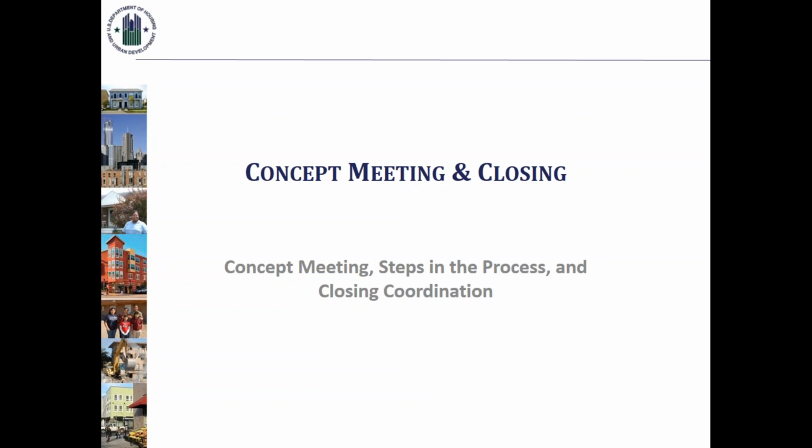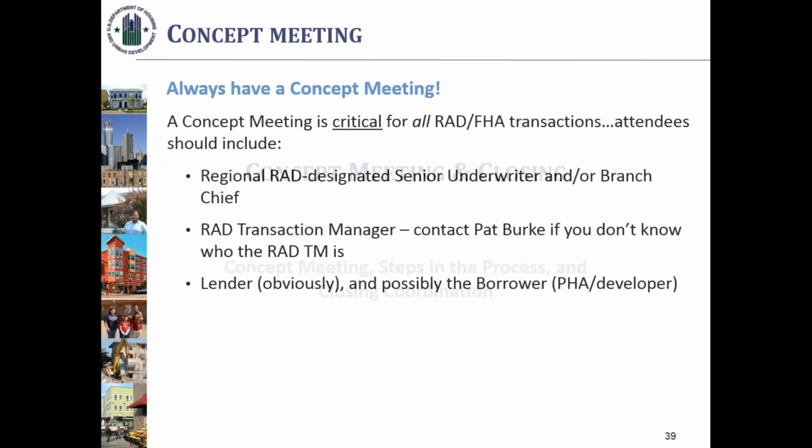Okay, so my fifth C is just the importance of the concept meeting and the closing process. So again, I would suggest that you have a concept meeting for all RAD FHA deals, regardless of size or section of the act. You guys in each of your regions can figure out what process you want to put in place for that, but I suggest that one of your regional RAD designated senior underwriters or a branch chief be present at the concept meeting, and you should always attempt to invite your RAD transaction manager.